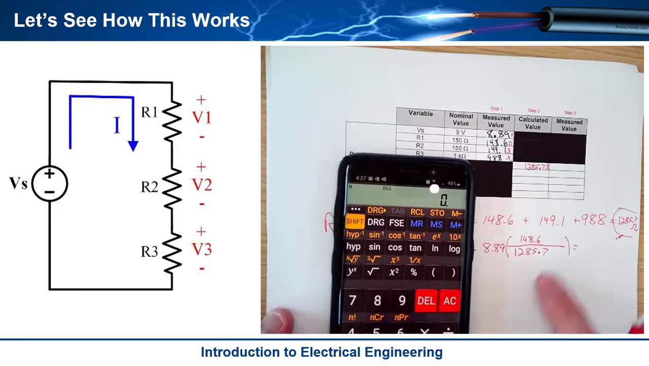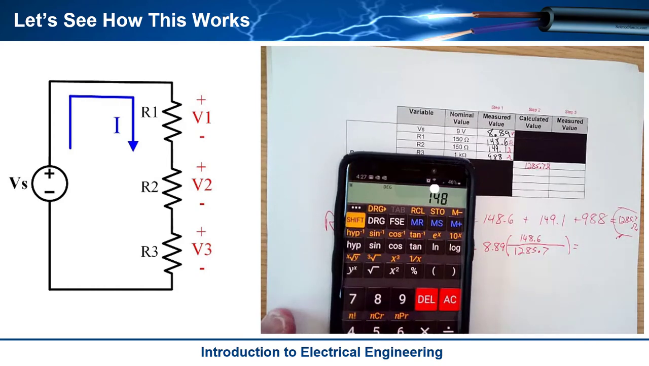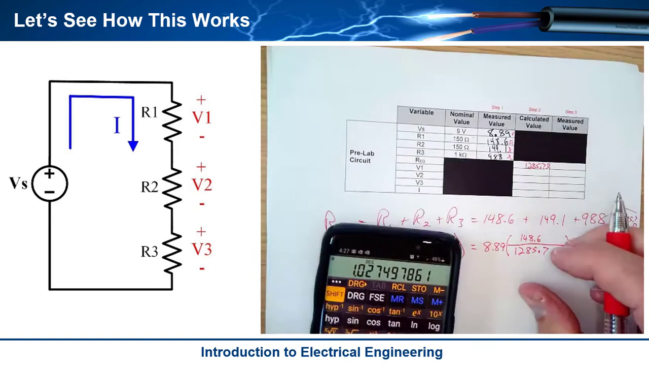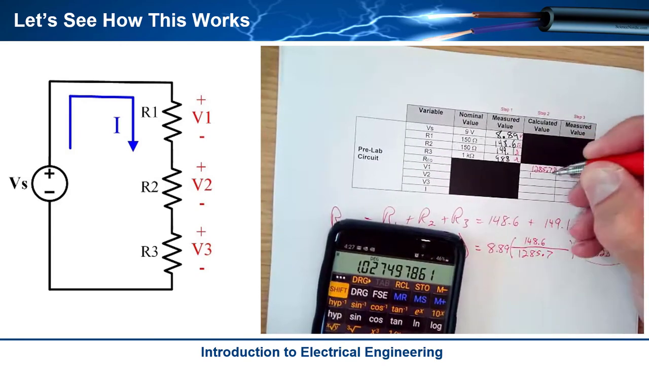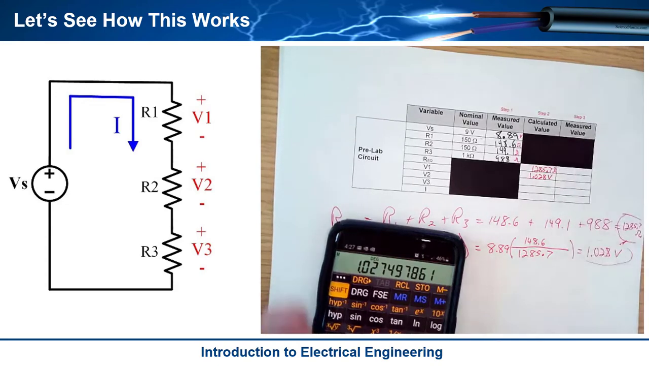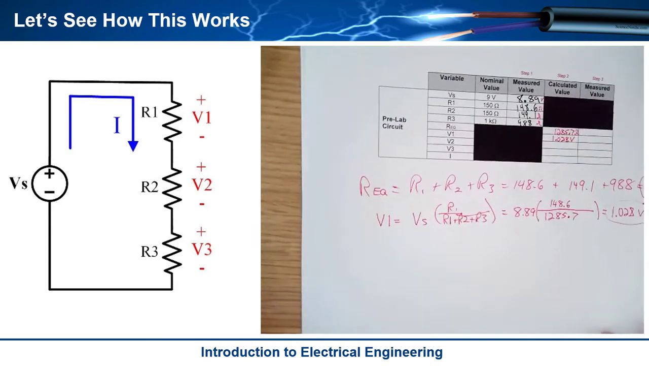So I got my calculator and I'm going to do this. I'm going to go 148.6 divided by 1285.7, and I say equals, and I multiply that by 8.89, and V1 should come out to be 1.027 or 1.028 volts. Okay, so that's my answer, and that's what I'm going to enter into my little table right here. So 1.028 volts.